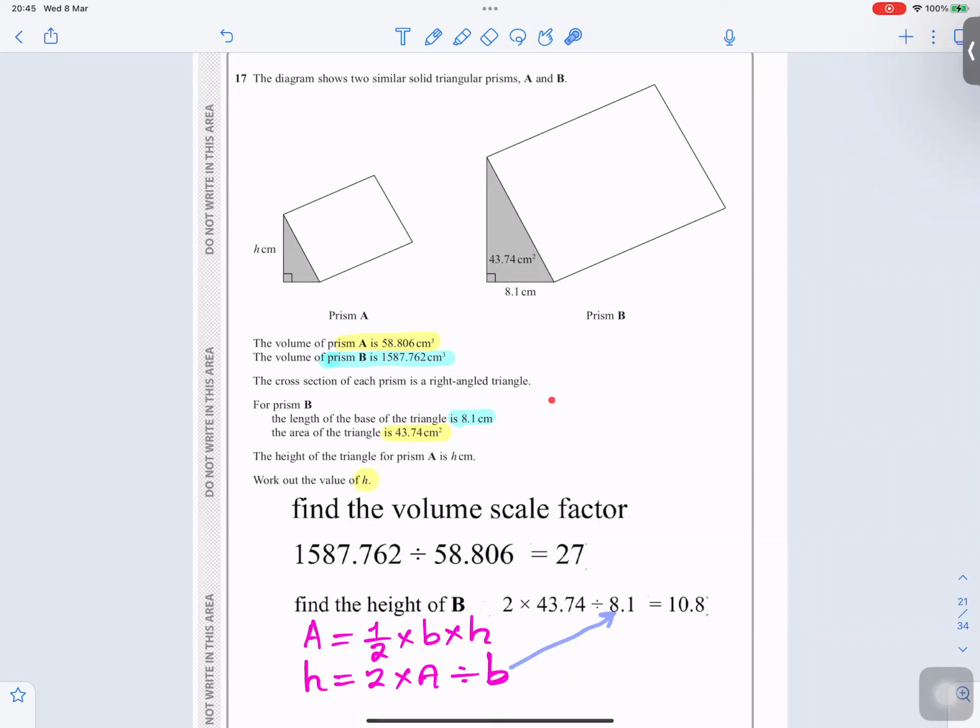So we want to find the volume scale factor. The volume scale factor would be the volume of B divided by the volume of A. It gives you 27. So the volume scale factor is equal to 27. Now we want to find the height of B. Area is half times base times height, so we can rearrange it to get the height is 2 times area divided by base.